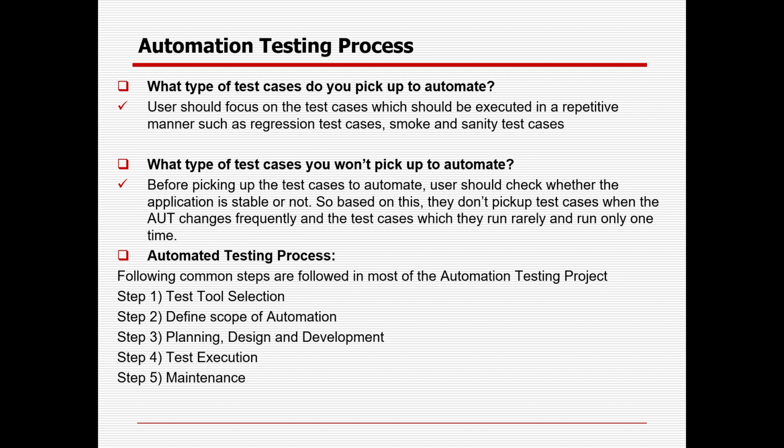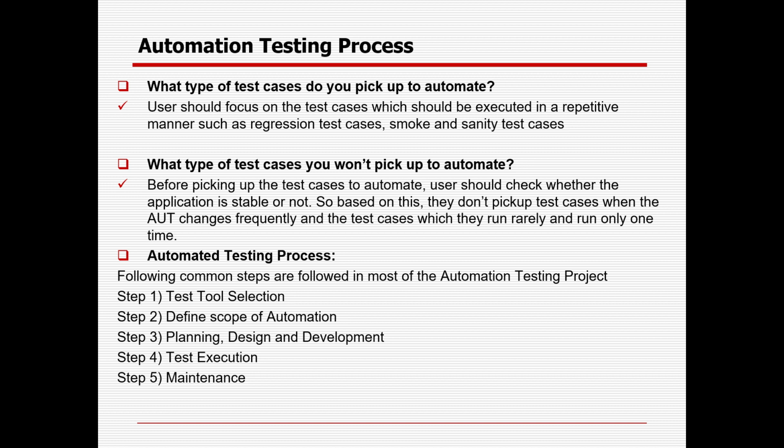Whenever you are starting your automation journey, the first thing is that you need to pick up the test cases which need to be automated, and identify the areas or test cases which you should not pick up to automate. Users should focus on test cases which are executed in a repetitive manner, such as regression test cases, smoke, and sanity test cases, right? You should focus on the test cases which will be executed multiple times, maybe weekly, monthly, or fortnightly. You should not pick up test cases which are rarely used or which are really complicated, where a lot of complexity is involved. Definitely we can avoid those.